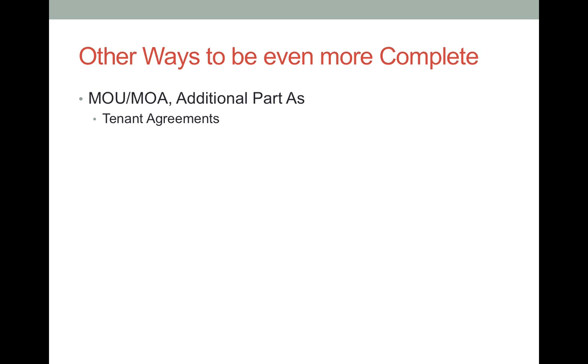MOUs and MOAs are usually not needed if the IAA is complete. If you think one is needed, and there are certainly times when they are, be sure there is a good reason. Some agencies also request that DOE sign the IAA first. Most DOE sites will accommodate this, but it does require deviation from DOE's normal process.